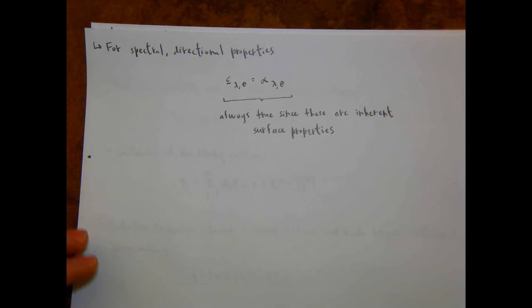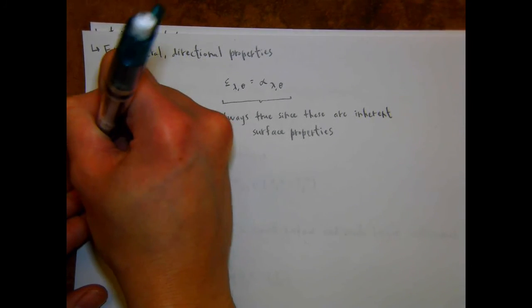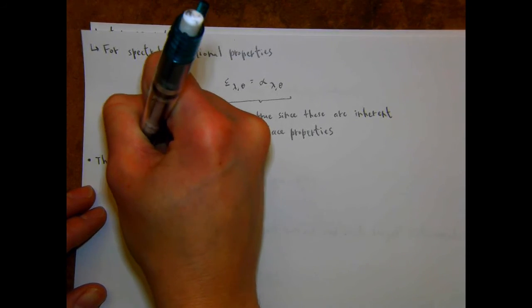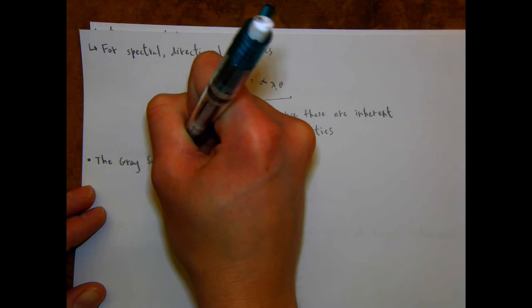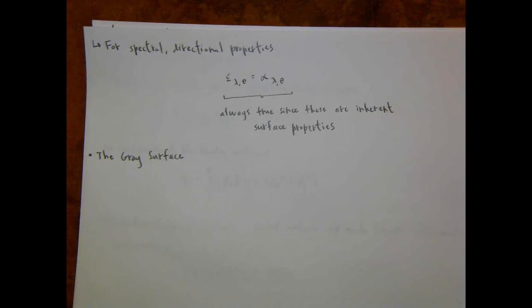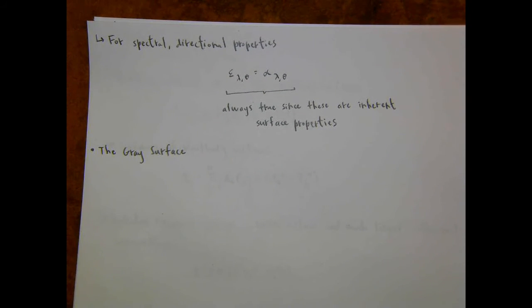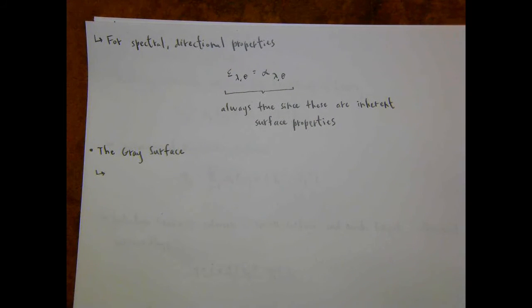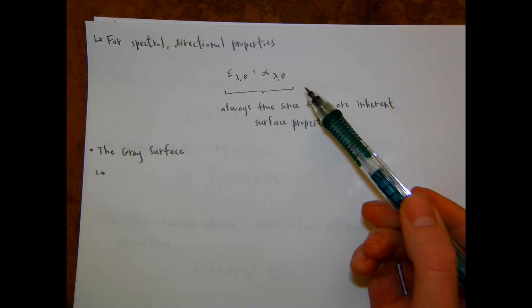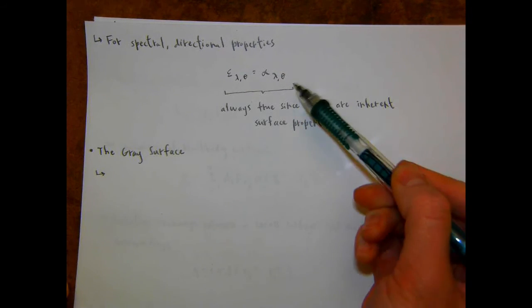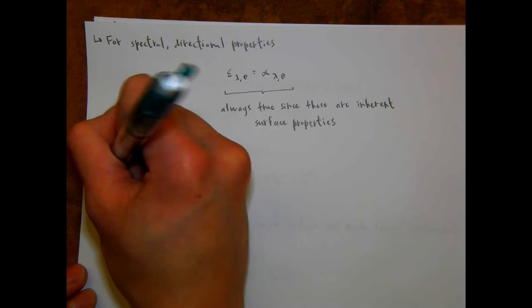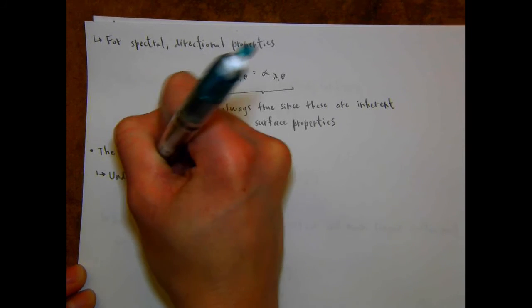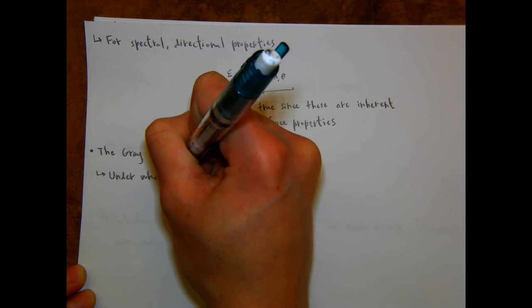Okay, so we're interested in the conditions under which these expressions can be true, less restrictive conditions under which they can be true. And we will develop those through this concept of the gray surface. So we're going to start with the least restrictive equality and then progress to the most restrictive. So we know this is always true. So now we want to say, okay, let's move just to the spectral properties.